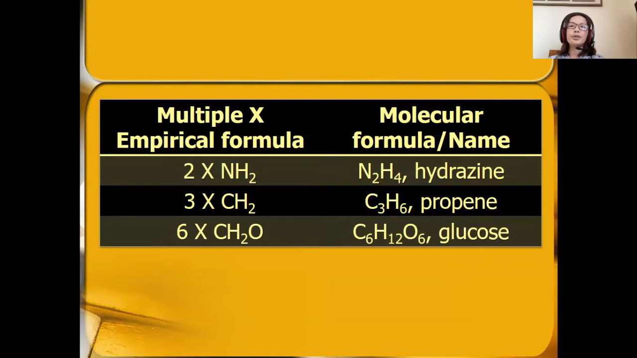Okay? So you look at the multiples here. For the first example, you have 2 as the multiple for nitrogen and hydrogen, and the actual ratio of nitrogen and hydrogen in hydrazine is 2:4. And from the example a while ago of glucose, the multiple is 6, and its actual formula is C6H12O6. So that's the difference between empirical and molecular formula.